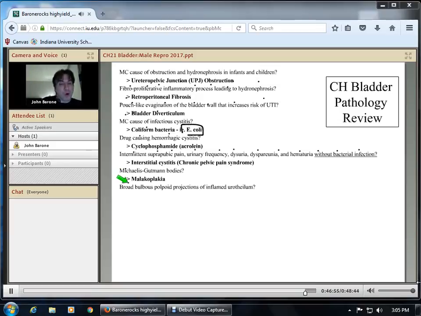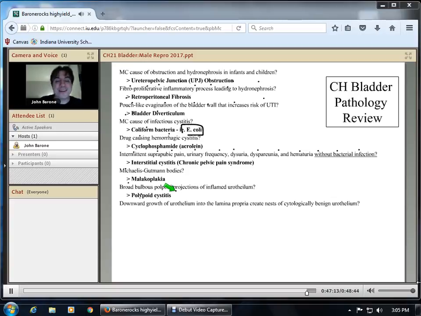All right, how about broad bulbous projections of inflamed urothelium? Well, that's cystitis. But what kind of cystitis would you call it? It's got polyps. I'd call it polypoid cystitis. Again, it can look like papillary tumors, so if we see it, we'll do a biopsy to see what it is. Just inflamed because edematous. What do you call it when you have downward growth of the urothelium into the lamina propria, but it's benign appearing? Well, that's called von Brunn nests. Von Brunn nests, that sounds evil, but no, it's just downward growth. And then you get all the cool metaplasias, right? The old cystitis cystica type metaplasia.